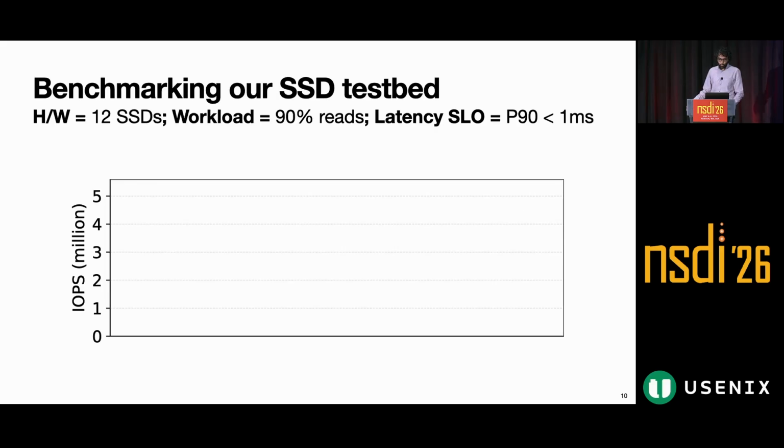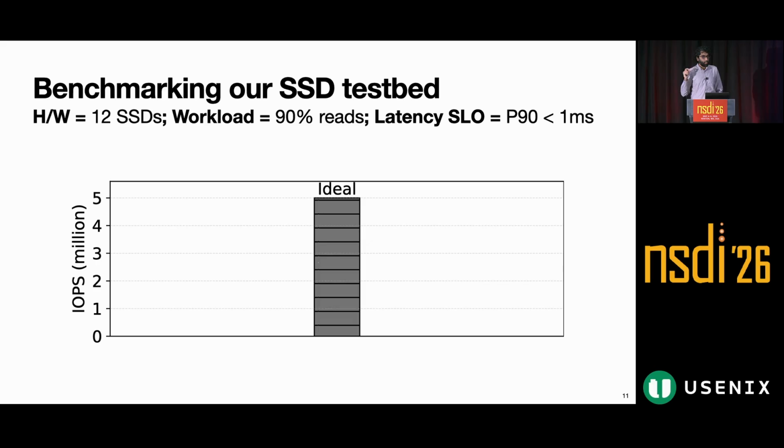So to answer this, we ran a simple experiment on a dozen SSDs in our lab testbed. We have about a 90% read workload, which is, let's say, representative of what you would see in a typical data center storage cluster. And we set the latency SLO target to be less than 1 millisecond at the tail. The metric that we're interested in now is throughput, what we call IOPS, input-output operations in million on the y-axis. If we go by what the vendors have advertised for these specific SSDs, we would expect an aggregate of about 5 million IOPS out of these dozen SSDs.